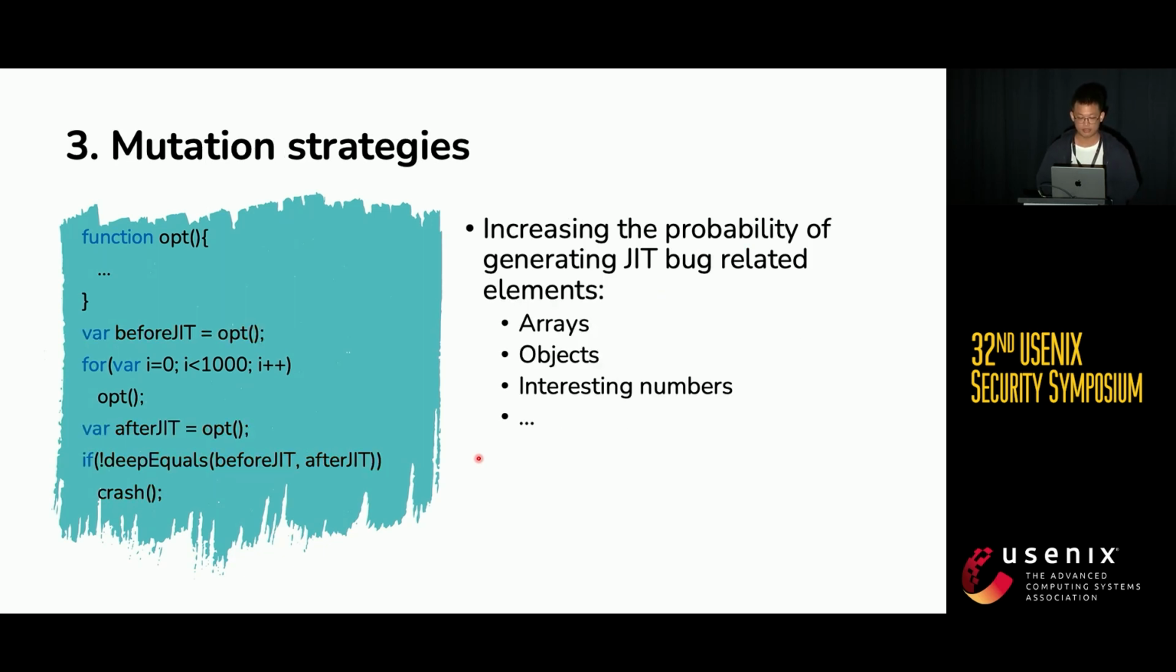Thirdly, for the mutation strategies, to reveal more JIT bugs, we increase the probability of generating some JIT bug-related elements, such as arrays, objects, and interesting numbers. These contents are enclosed in the testing function.